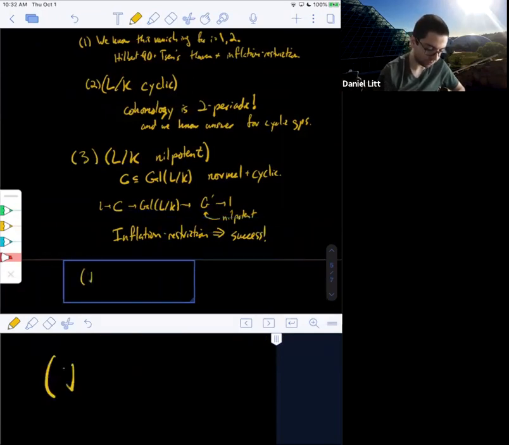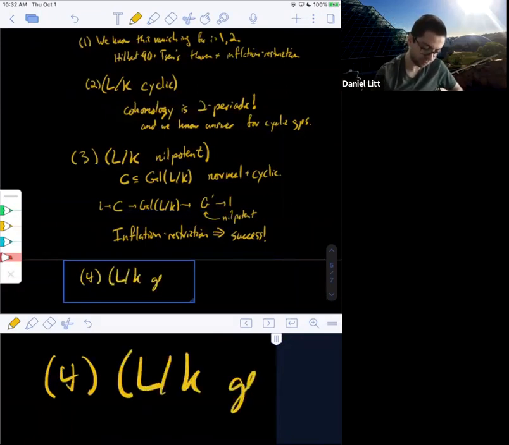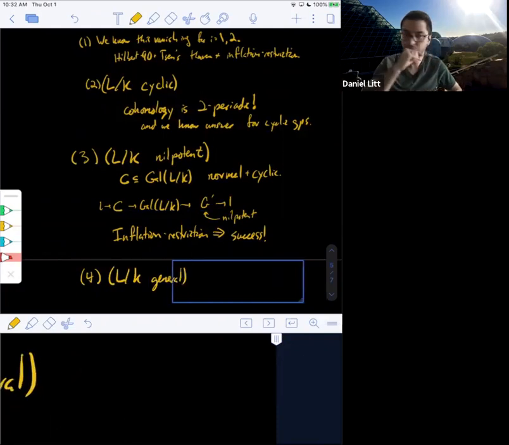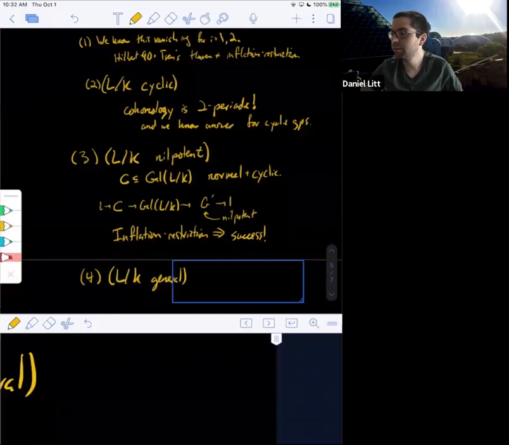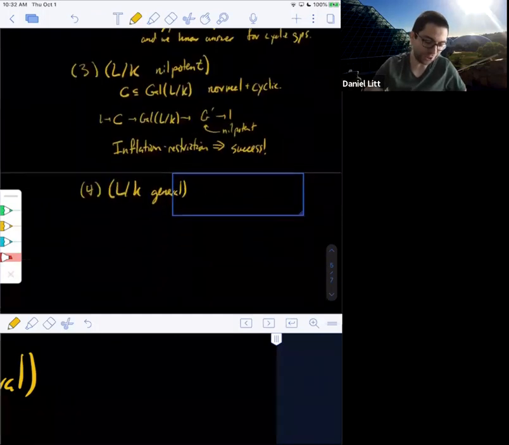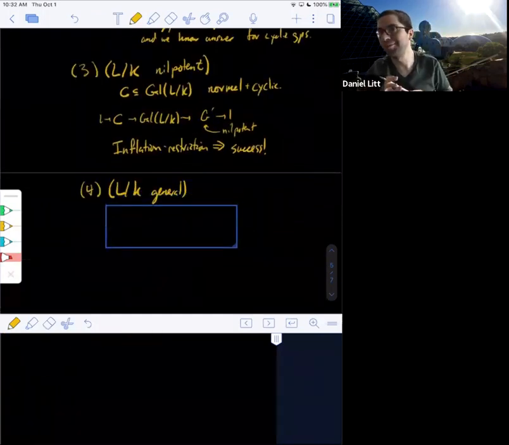Okay. So now we're almost done. So now let's do it for L over K general. So does anyone see what to do now? How do you go from nilpotent groups to general groups? There's some kind of general technique in group cohomology, which is really fun. So what are your favorite examples of nilpotent groups? Does anyone have a favorite example?